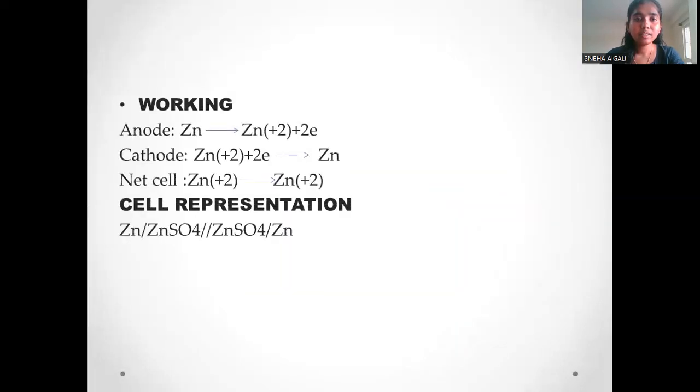Now here we have the reaction, that is at the anode, oxidation takes place in which zinc becomes Zn2+ liberating 2 electrons. At the cathode, reduction takes place, that is Zn2+ gaining 2 electrons gives zinc. The net cell reaction would be Zn2+ gives Zn2+, because at the anode and cathode we have the same material, that is zinc. The cell representation would be Zn, ZnSO4, ZnSO4 and Zn, because both anode and cathode and anode electrolyte and cathode electrolyte are of the same material.